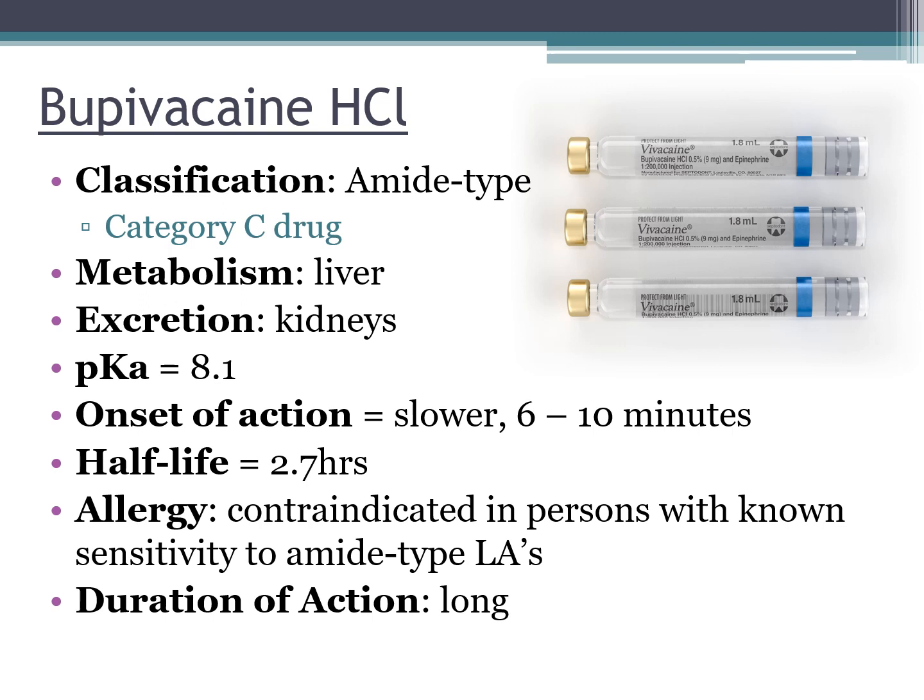Bupivacaine is an amide type. Remember, two I's, so it is an amide type, category C drug. It is metabolized in the liver. It is excreted in the kidneys. The onset of action is slow. The half-life is 2.7 hours, and it is contraindicated in persons with known sensitivities to amide type long local anesthetics.